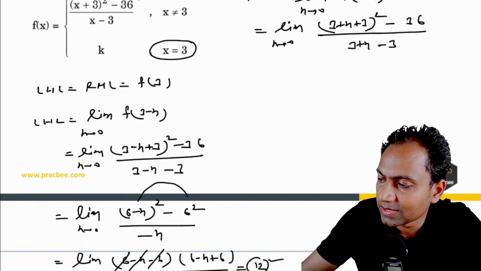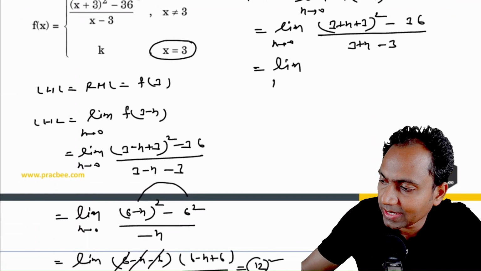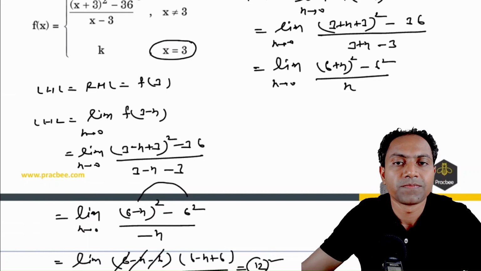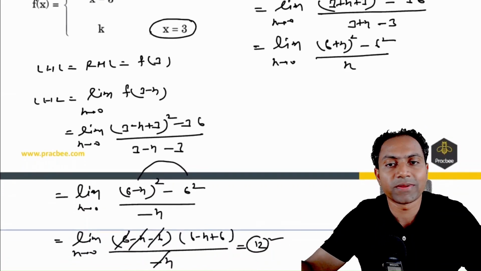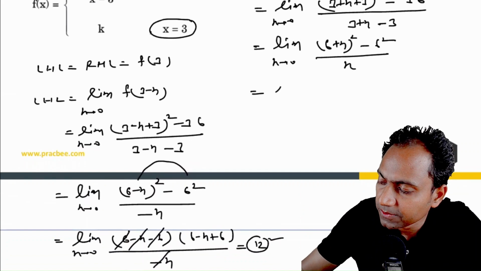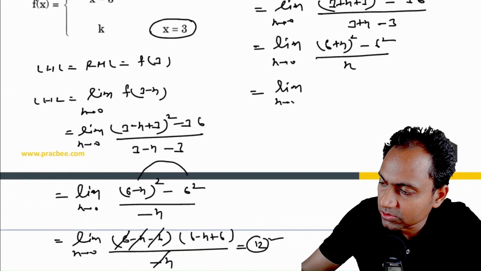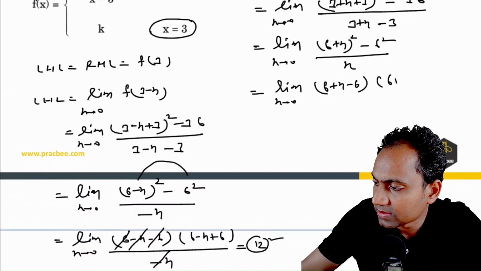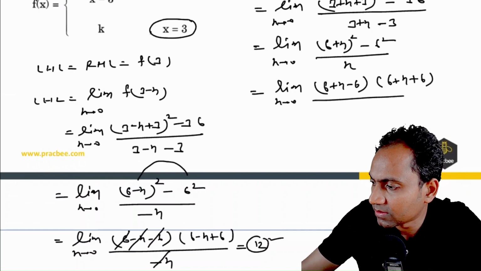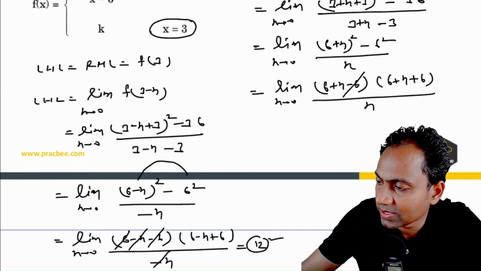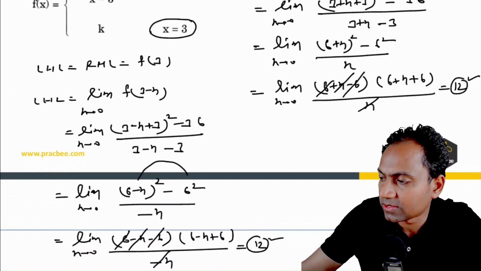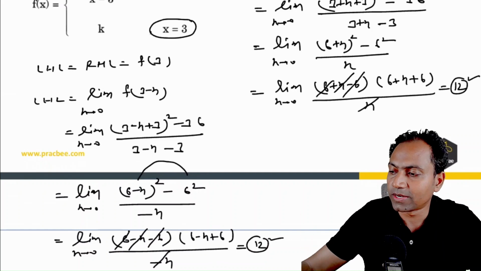And if I simplify this, it becomes limit h tends to 0, (6 plus h) whole square minus 6 square by h. And once you have done that, we will use a similar kind of process as in the earlier part. Limit h tends to 0. This becomes (6 plus h minus 6) (6 plus h plus 6) divided by h, and this will get cancelled out. h will also get cancelled out. And what we get as the answer is nothing but 12. You can see that the left hand limit is equal to the right hand limit.